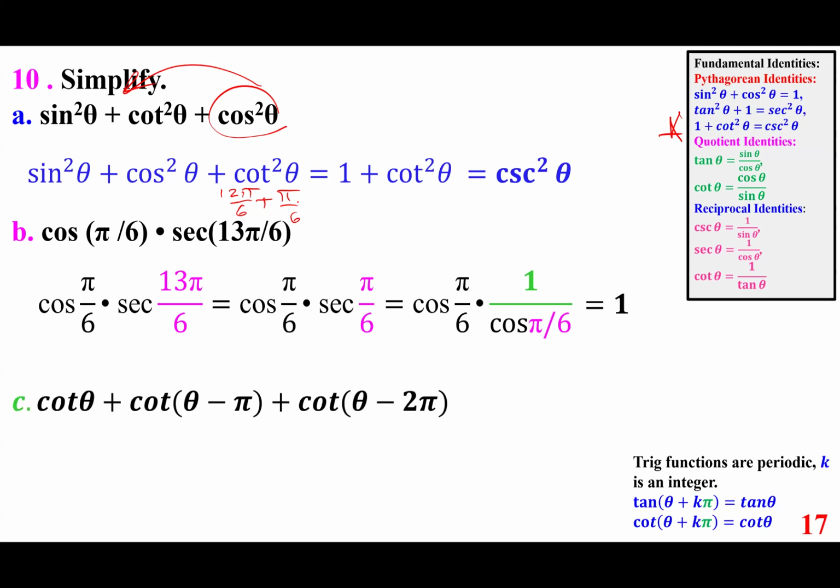As I mentioned, in the case of cotangent, just like tangent, the period is pi, because we are adding or subtracting multiples of pi, it remains as cotangent theta. Does it matter minus pi or minus 10 pi or plus 10 pi? Same thing here. We have 3 of those, and the final answer is 3 cotangent theta.